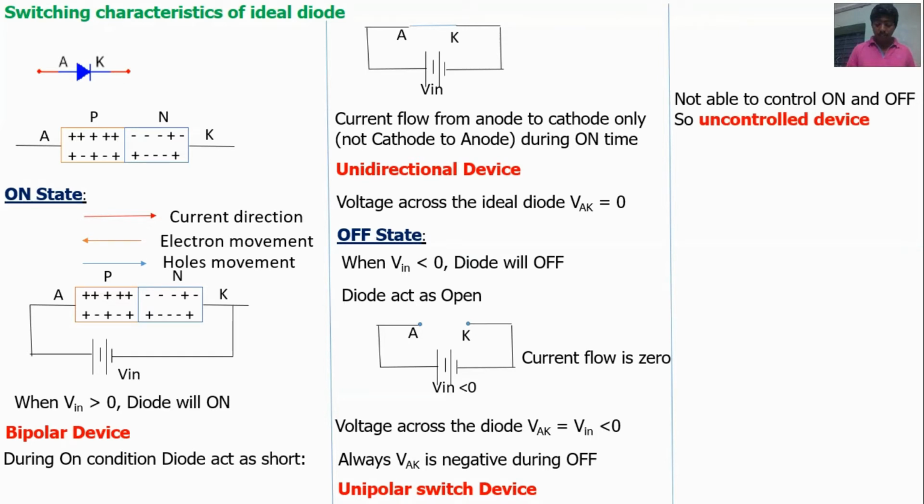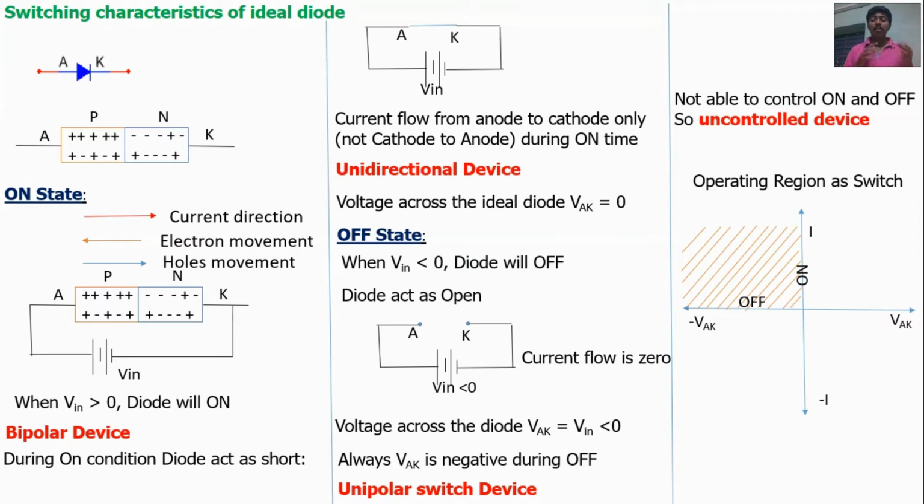The switching characteristics, VI characteristics: the operating region is the second quadrant because the voltage across the diode is always negative. Always the current flows from anode to cathode in the forward direction, so this quadrant. Okay, this I represents the reverse direction. This is forward direction, this is reverse direction. This is voltage across the device negative, this is voltage across the device positive. If the current direction is both forward and reverse, the region will be this region and this region. Okay, this is the VI characteristics of the diode.